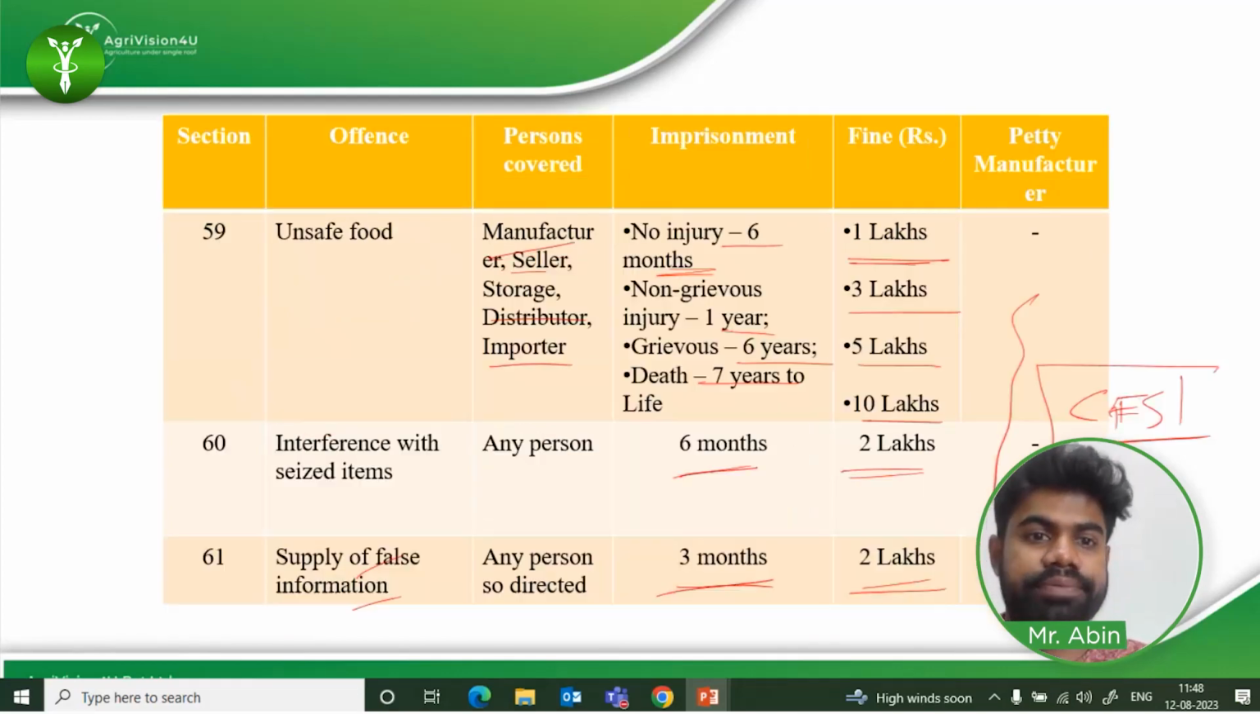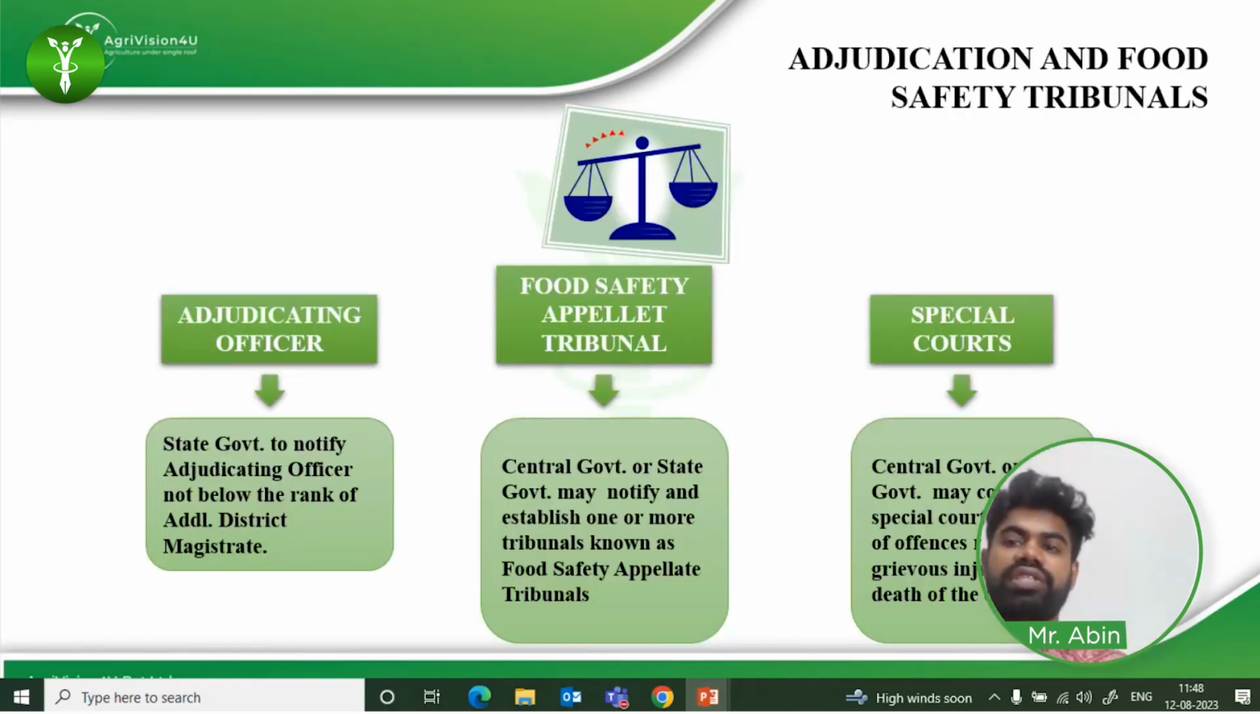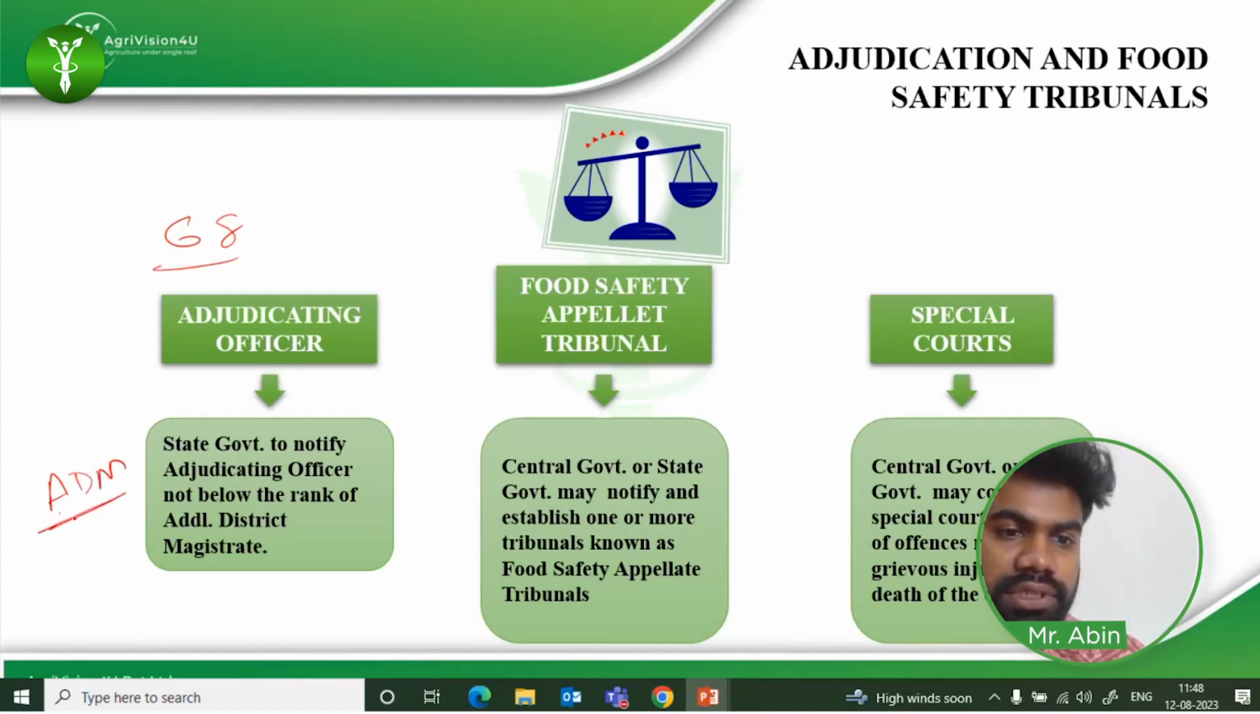Now we will be seeing adjudication and food safety tribunals. I have already told you this starts from section 68 onwards. The adjudicating officer is under section 68. The state government will notify the adjudicating officer, not below the rank of additional district magistrate. This is the rank of the adjudicating officer.